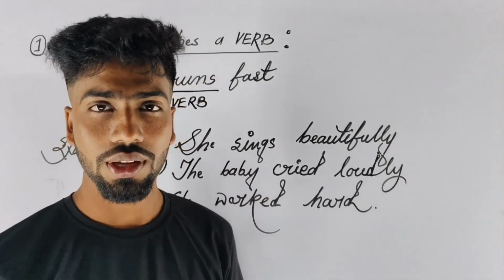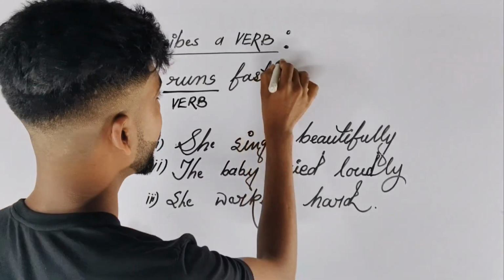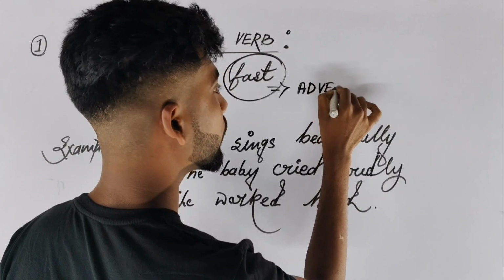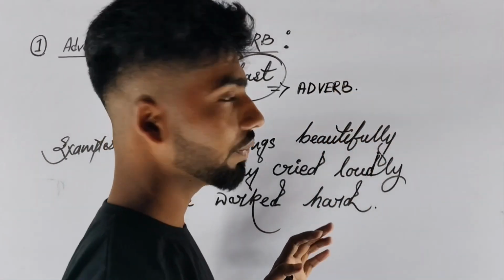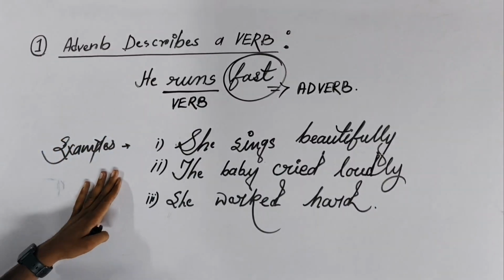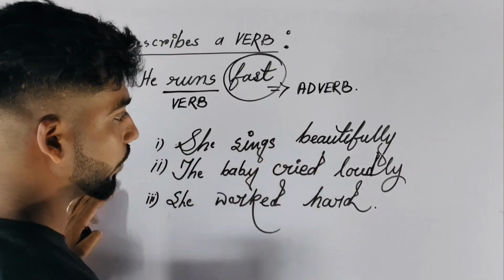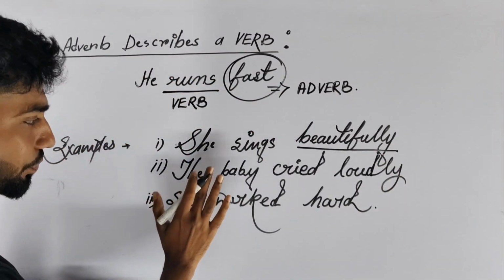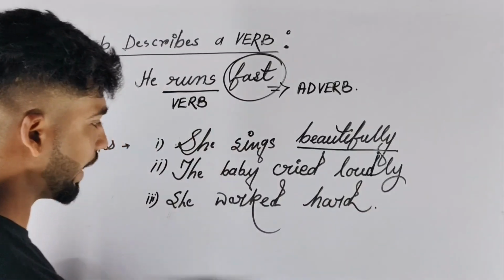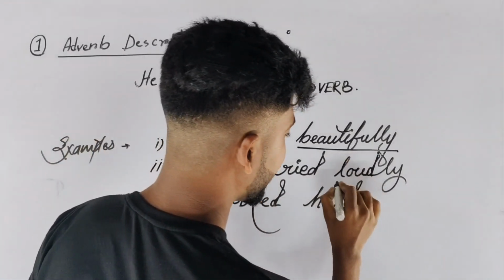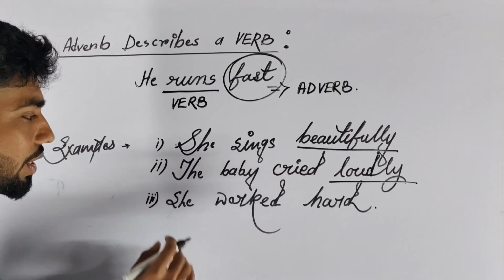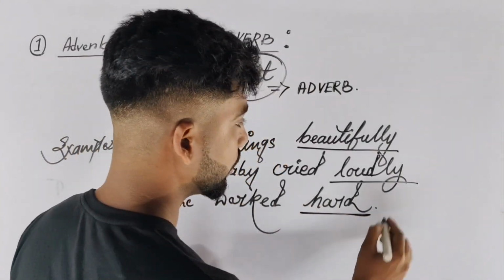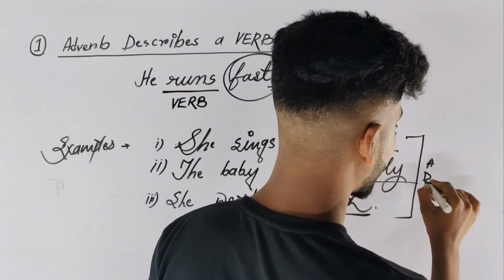And ask the questions. How does he run? The answer is fast. Okay. So here fast is an adverb. Okay, here are more examples. First one, she sings beautifully. Here, beautifully. Next, the baby cried loudly. Okay, the baby cried loudly. Here, loudly. And last one, she worked hard. Okay, she worked hard. Here, hard. These words are called adverbs.